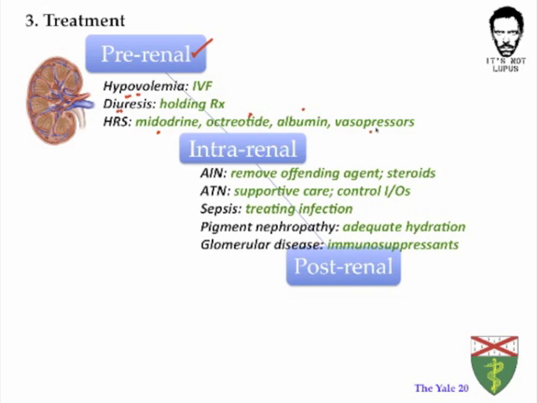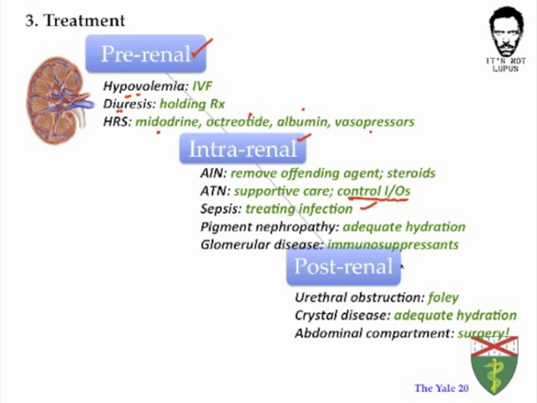Next, we think about our intrarenal injuries, and it's even more important to be specific to the type of injury because in a patient with sepsis, we're going to be treating that infection. If that's causing the ATN, we want to make sure we're controlling the INOs instead of just giving them a significant positive fluid balance. On the other hand, if a patient has AIN, we're going to remove the offending agent and maybe even give them steroids.